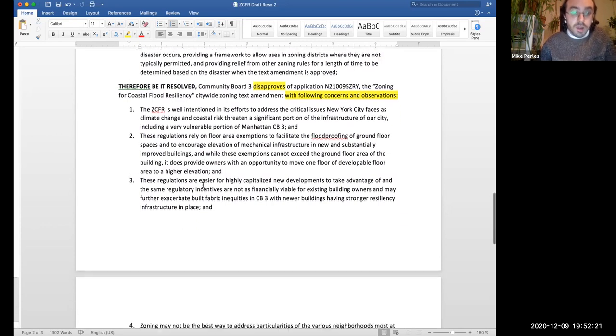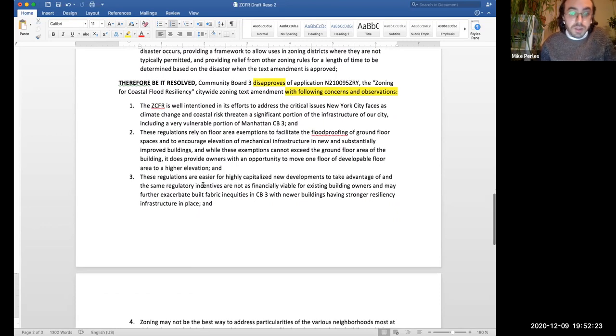And these regulations rely on floor area exemptions to facilitate the flood proofing of ground floor spaces and to encourage elevation of mechanical infrastructure in new and substantially improved buildings. And while these exemptions cannot exceed the ground floor area of the building, it does not provide owners with an opportunity to move one floor of developable floor area to a higher elevation.